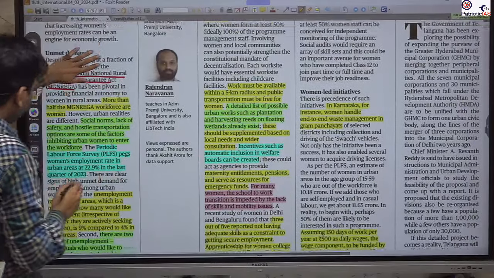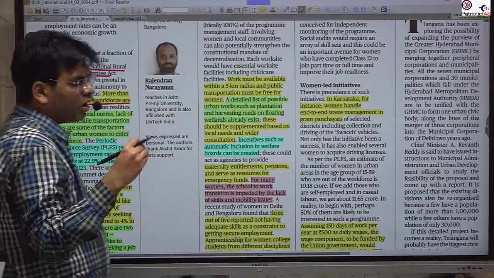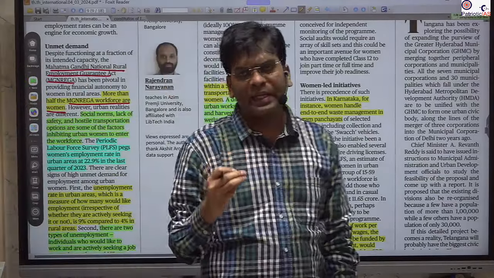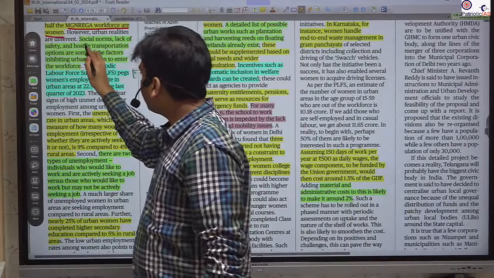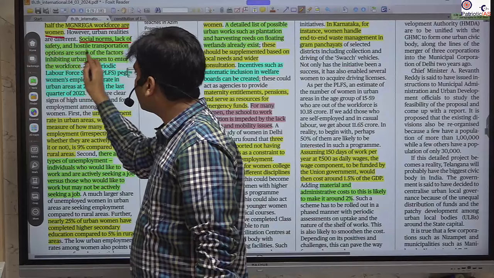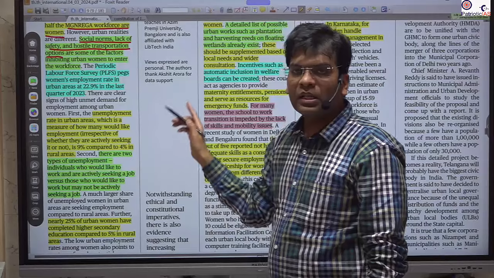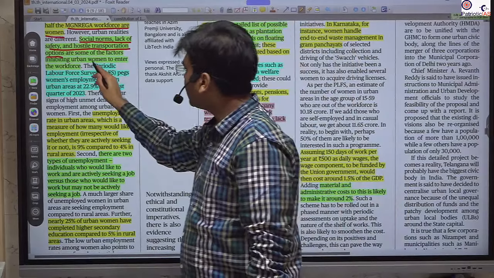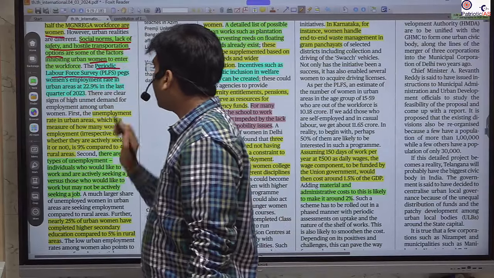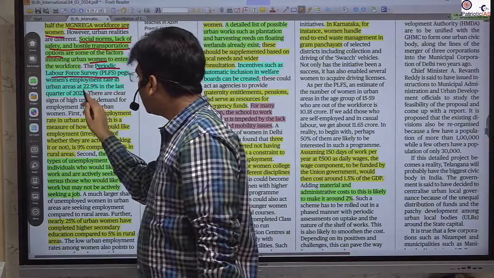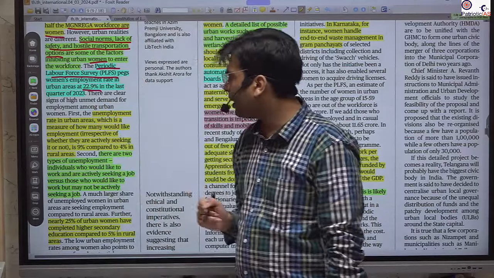Here it has mentioned that MNREGA has created a lot of employment opportunities for women in the rural area, but the case in the urban area is very different, and here women face social norms, lack of safety, hostility, and limited transportation options. That's why in the urban area the workforce participation by women is less, and it is reflected in the Periodic Labour Force Survey as well. It has mentioned that only 22.9% of women are part of the workforce.